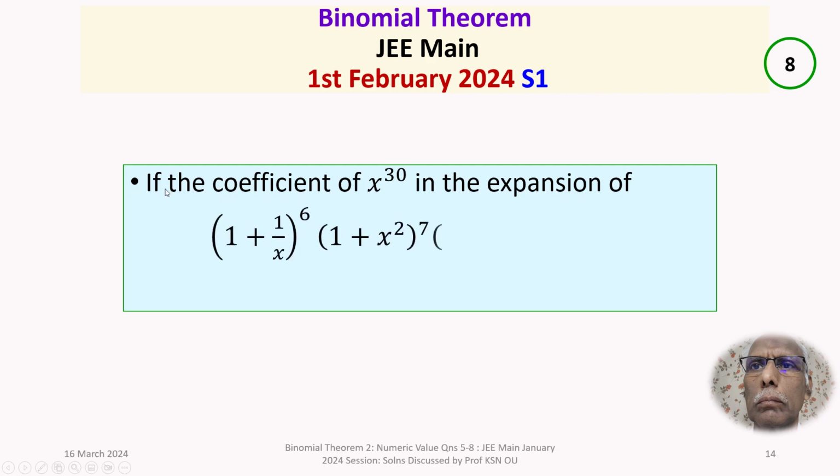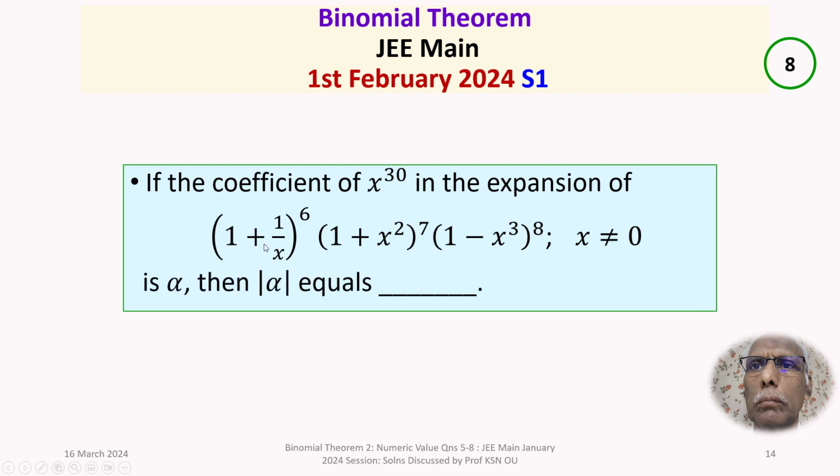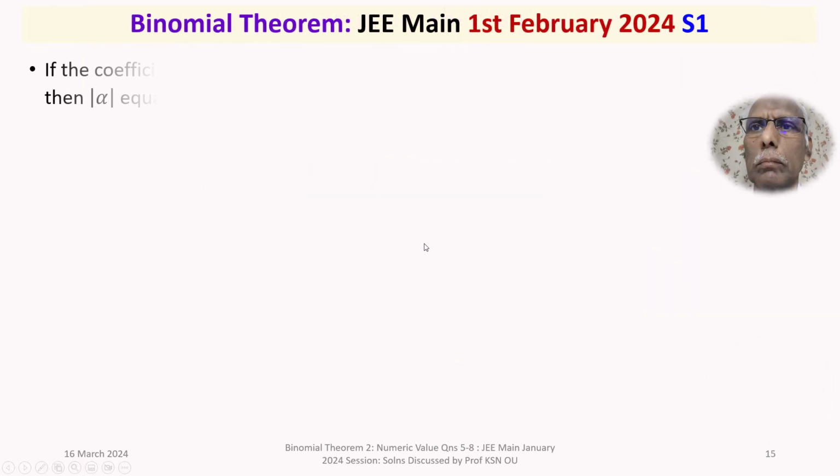The given question is, if the coefficient of x to the power of 30 in the expansion of (1 + 1/x^6)(1 + x^2)^7(1 - x^3)^8, x not equal to 0, is alpha, then mod alpha is equal to. You have to find out the coefficient of x to the power of 30 in this expansion, and that coefficient is given to be alpha, required to find the value of mod alpha. Let's now discuss the solution of the problem in detail.